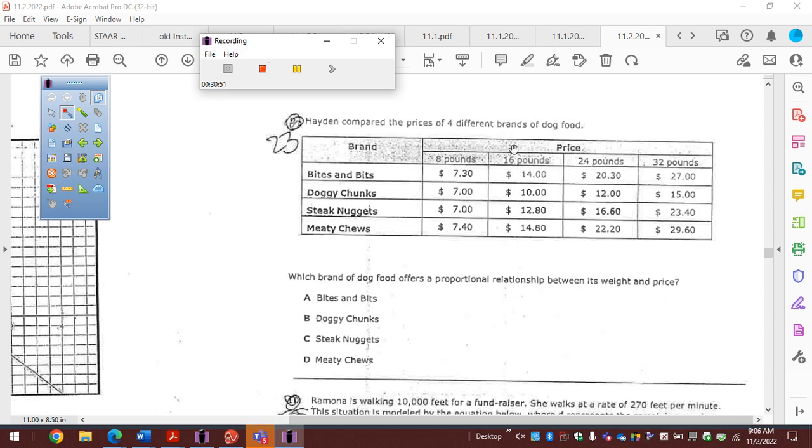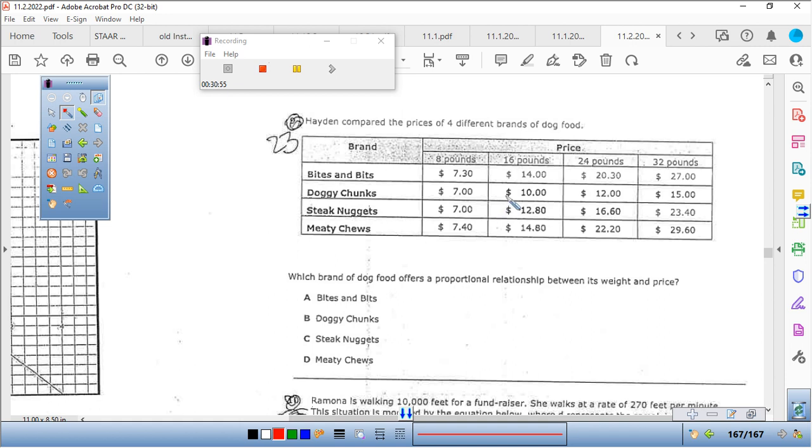Okay, so let's look at this real quick, and we're going to talk about this in 4 different brands of dog food. This one always gives people issues. This is like 4 tables in one, guys. Proportional relationship. So this one right here, bits, bytes and bits, is basically 8 with 7.30. You got it? 16 with 14. Okay? You see that? That's bits, bytes, and bits.